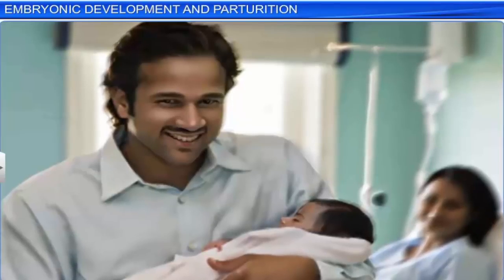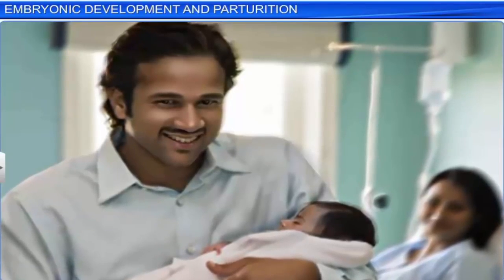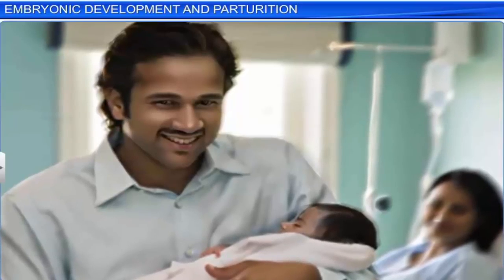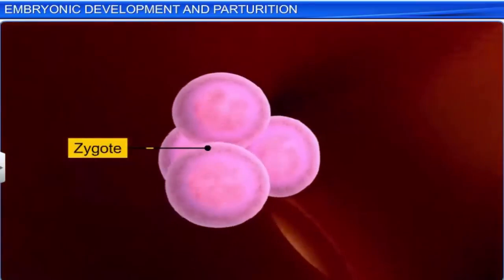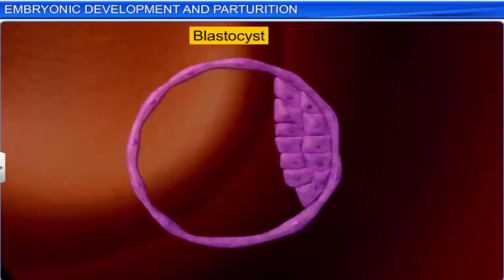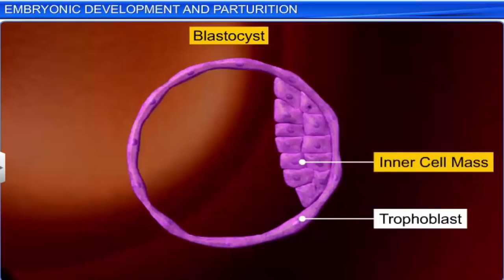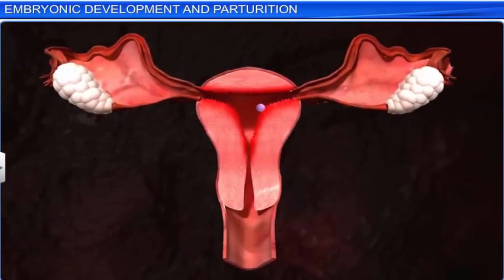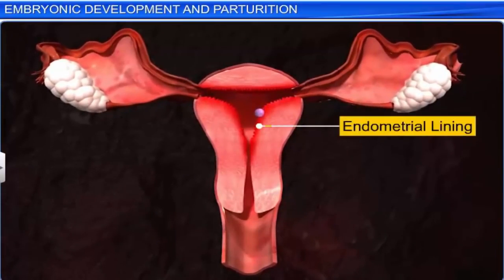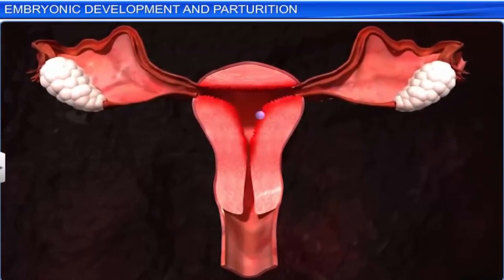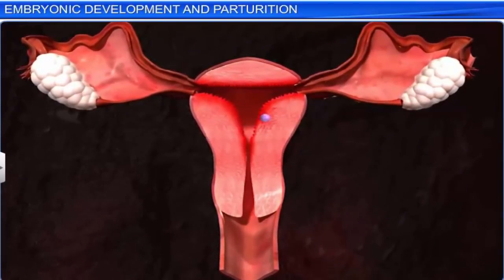The joys of holding a newborn baby know no bounds. The birth of a baby is an intricate and complex process that begins when the zygote undergoes cleavage and develops into a blastocyst, a hollow ball consisting of a trophoblast, an inner cell mass, and a cavity called blastocele. As the trophoblast grows outwards and penetrates the endometrial lining of the uterus, the blastocyst, with a developing embryo, gets implanted in the uterus and pregnancy is initiated.